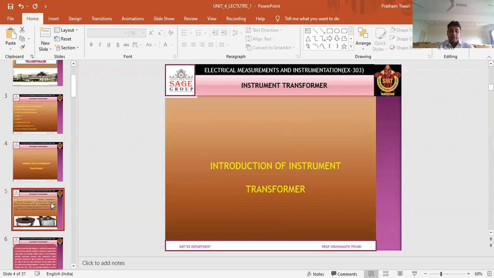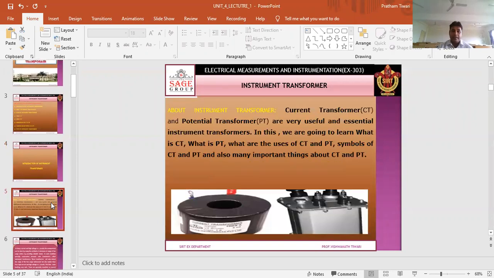Next, about instrument transformers. Current transformer, CT, and potential transformer, PT, are very useful and essential instrument transformers. In this, we are going to learn what is CT, what is PT, what are the uses of CT and PT, the symbols of CT and PT, and also many important things about CT and PT.